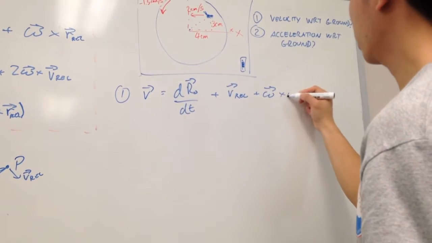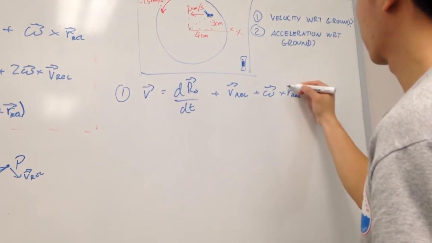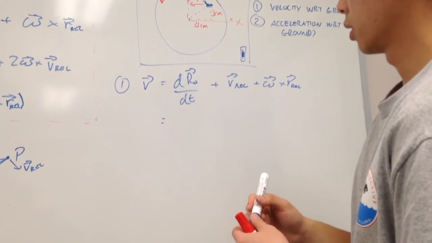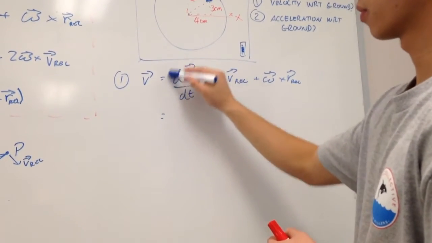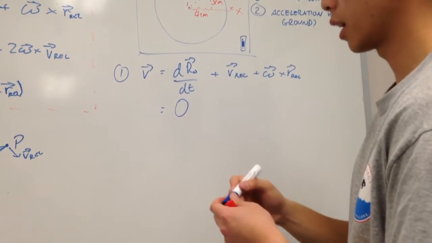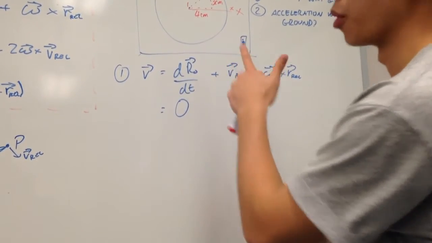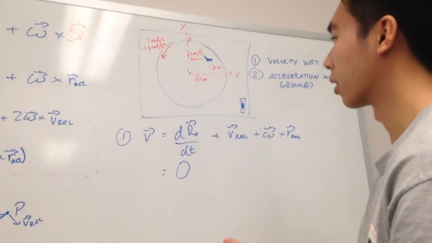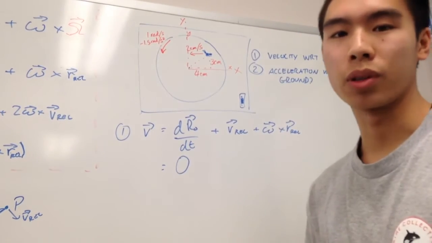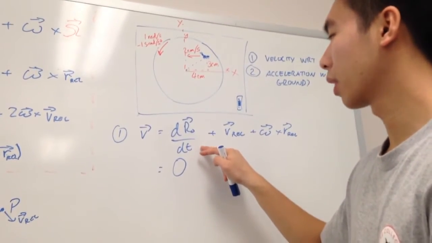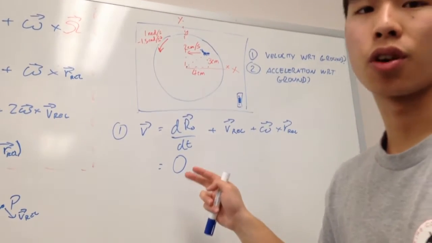Right. So this first term is just going to be equal to 0 because the origins of both of our reference frames are lining up and they're going to stay at the same point. So there's no change in the relative positions of our reference frames.